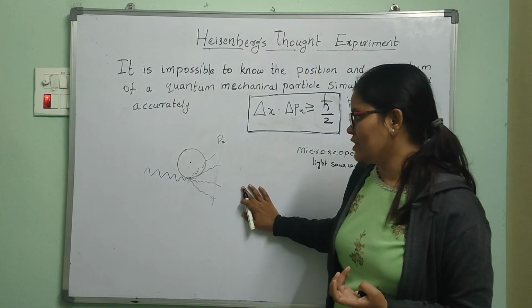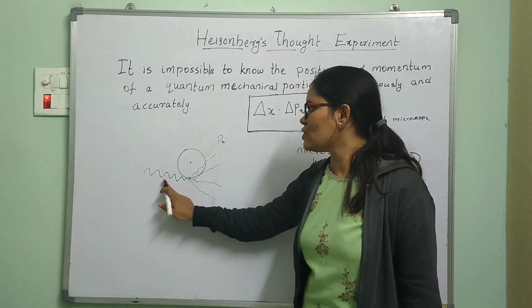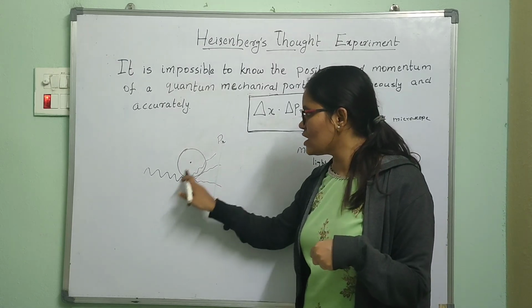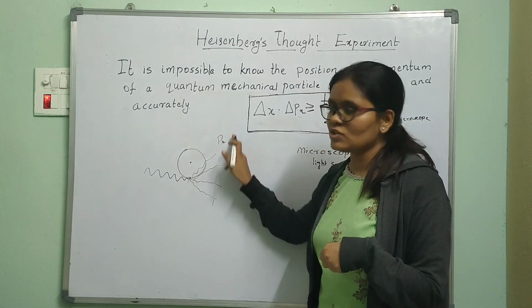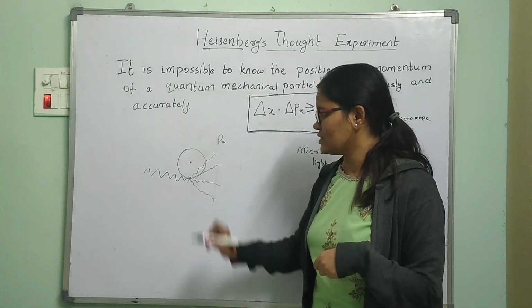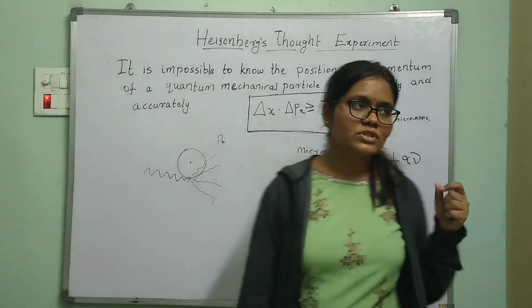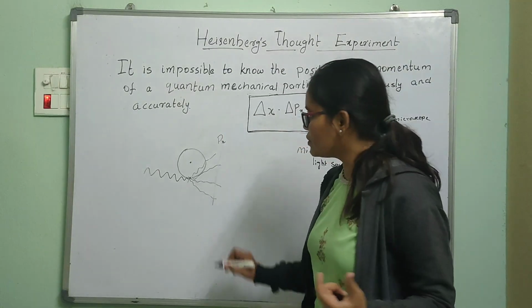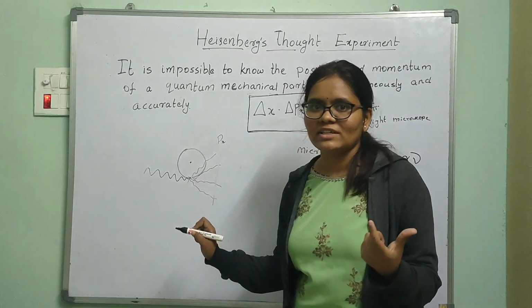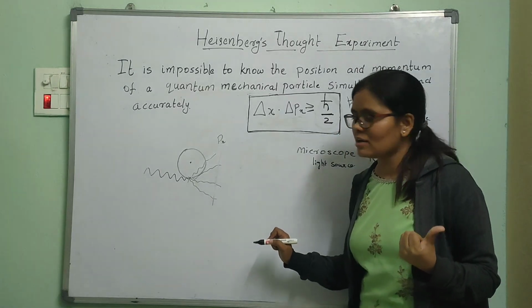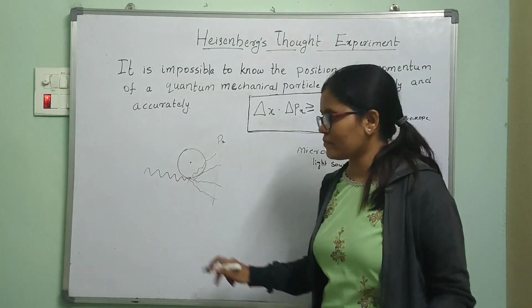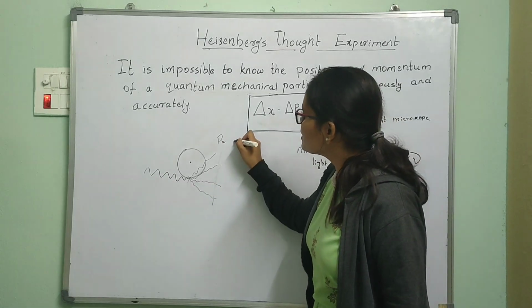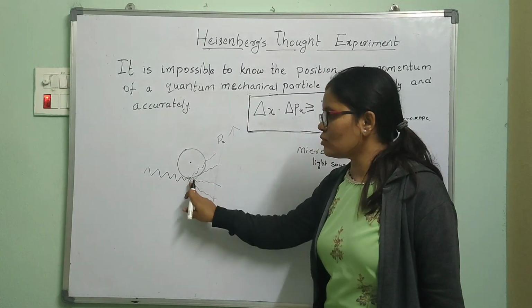So see here what is happening. If you are using a light source of higher energy, this electron will absorb high energy from the light source, and there will be a lot of change or increase in the momentum of this electron. But we need to use a higher energy radiation to get a good resolution. To locate this electron properly, we need a high energy wavelength, or high energy light. Okay. So when you are using a high energy light, you are ending up increasing the momentum of the electron.